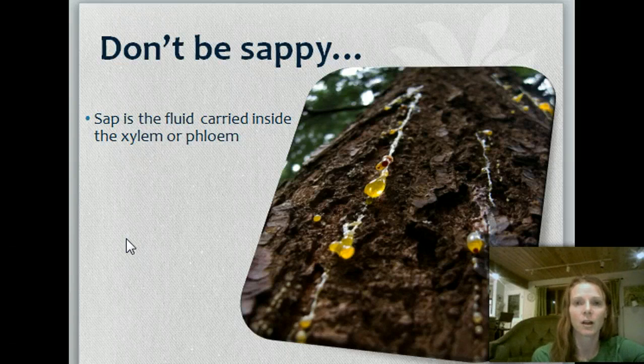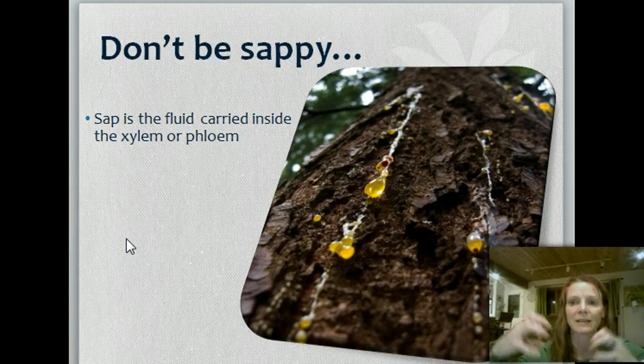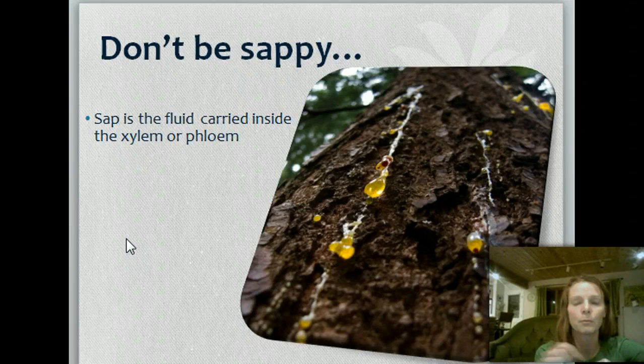So a lot of you guys have noticed in Colorado there's a lot of beetle kill. One of the reasons, this isn't the only reason, but one of the reasons for beetle kill is that there is a lack of water. If there's a lack of water or a drought, then the trees cannot produce that sap and keep bugs out. If you see sap on a tree, that's really healthy actually, because it can keep bugs out. And if there's no sap, bugs can burrow their way in and start to kill off the tree, okay? So sap is that fluid that's carried within the xylem and the phloem, okay?